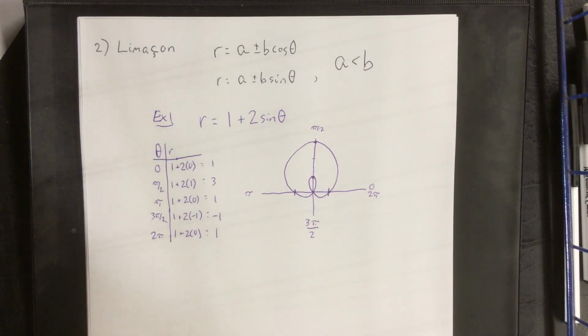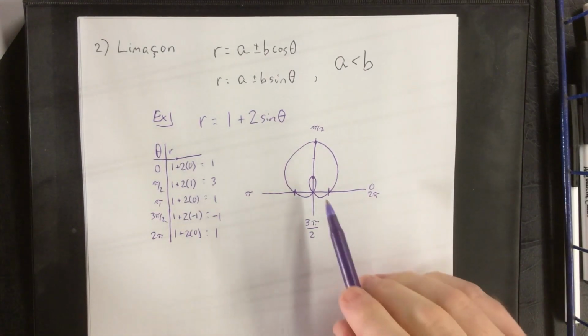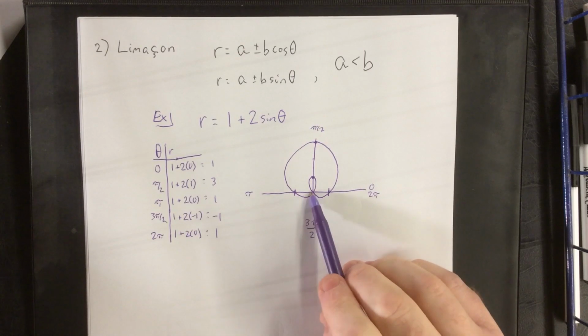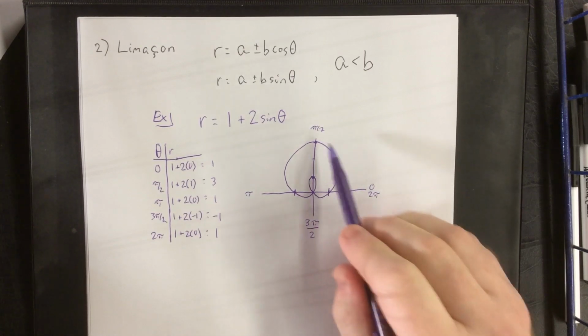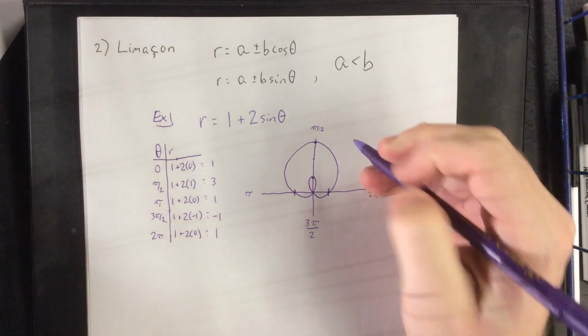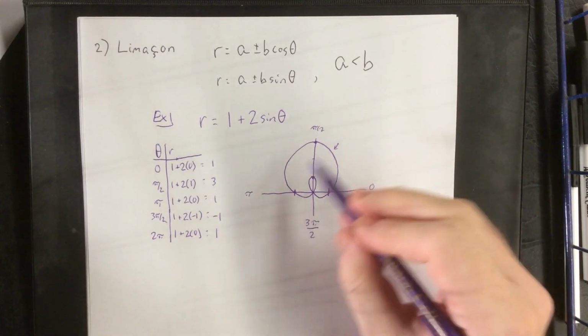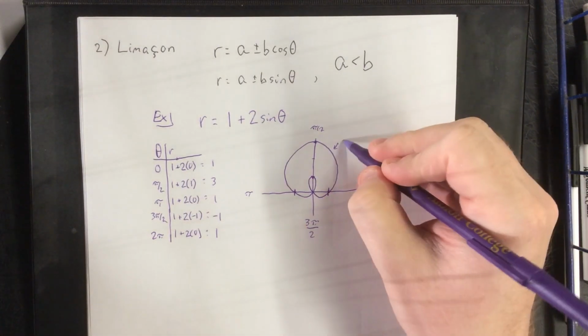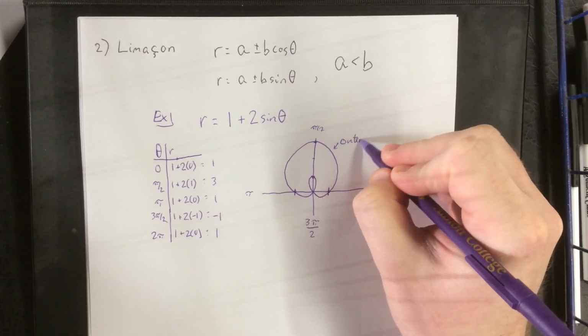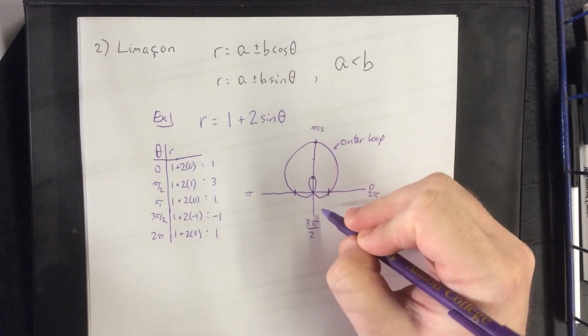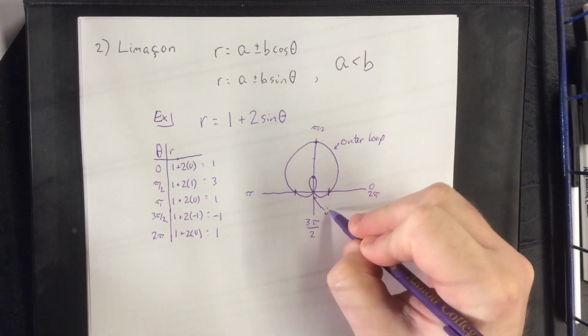Alright. So, again, you can expect the limaçon to pass through the pole to wind up with a couple of negative values, as well as a lot of positive values. So the limaçon is essentially created by two loops. These are referred to as the outer loop, and this of course would be the inner loop.